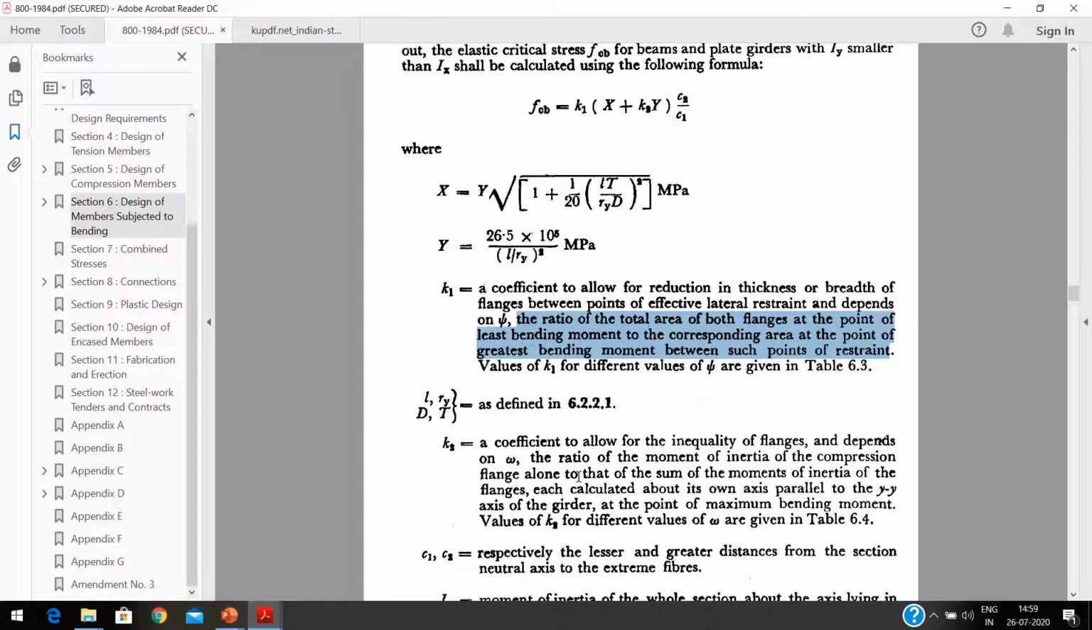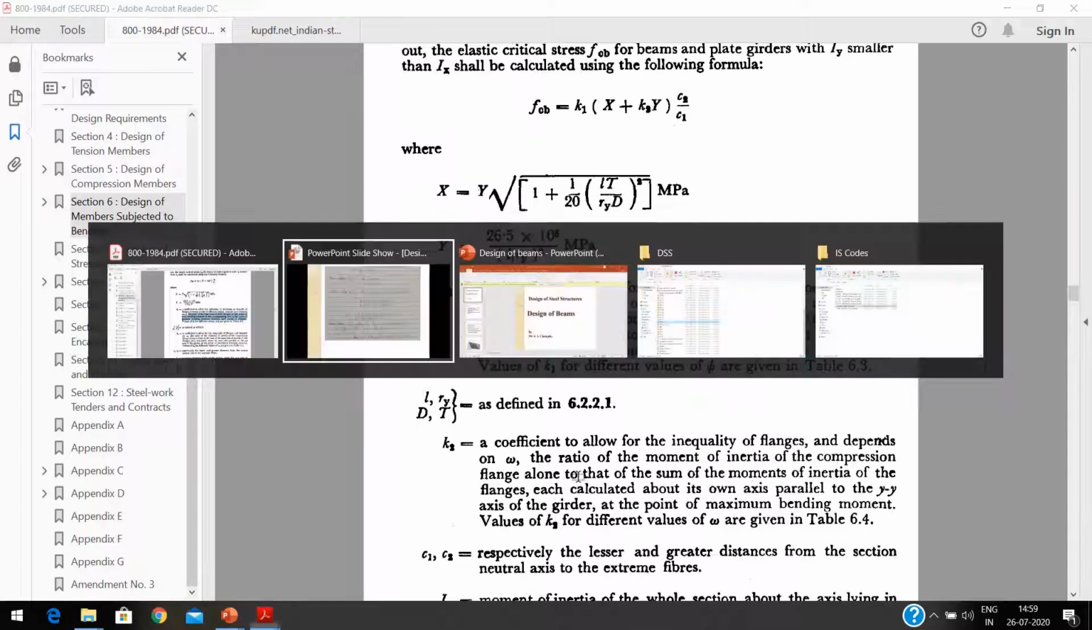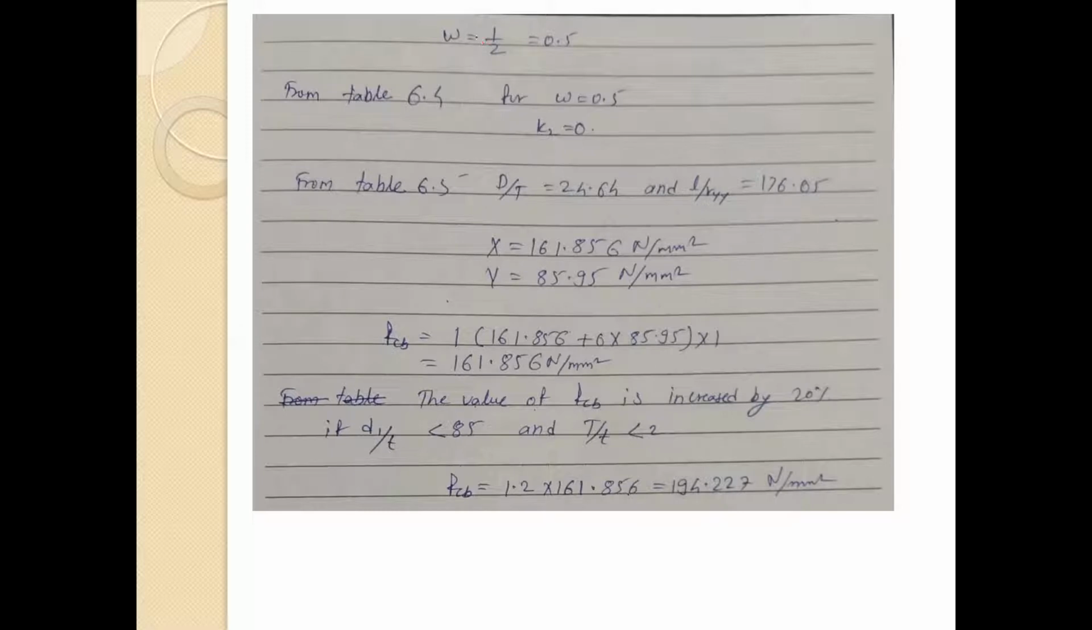So here we have equal flanges, that's why we are taking omega as 1 by 2. That is, if we consider this section, it is like this, and half side is in the compression, that is this part in the compression, this part in the tension. So this is the ratio of the area under compression to the entire area. So basically we are having the same area over here, so that's why it is 1 by 2.